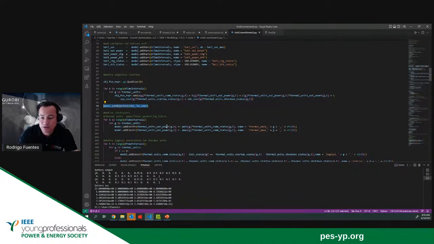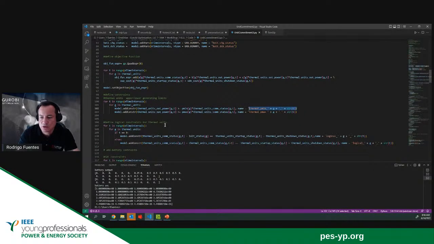We have the constraints, same thing. We loop through the intervals, through the units, and then look how easy it is to add a constraint. Basically these are the variables for the power. These are the indices, which is the variable and the time interval, and this has to be greater than the lower operating limit times the commitment status for that variable. And we add a name for that constraint. And here we pass a name for the constraint.